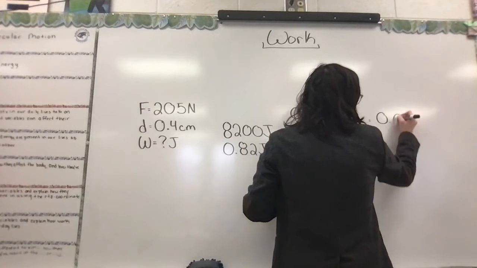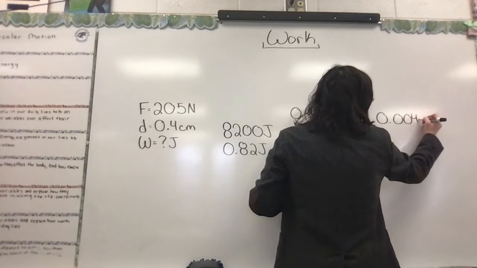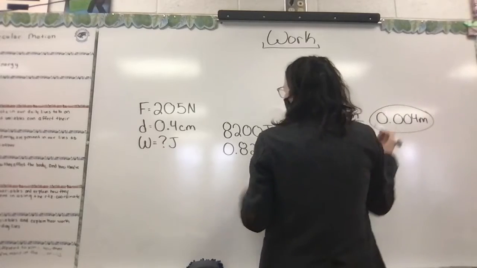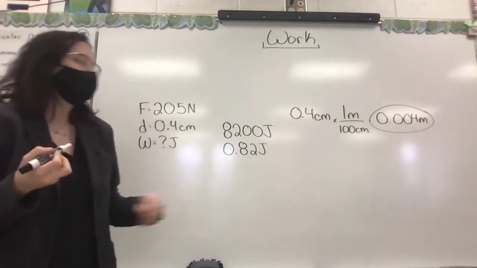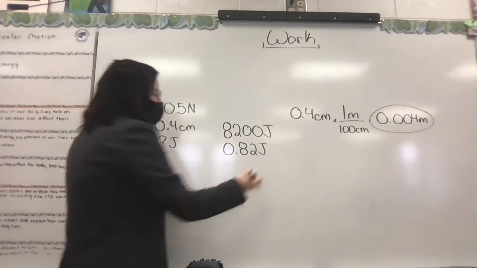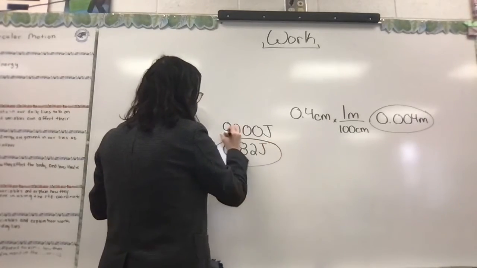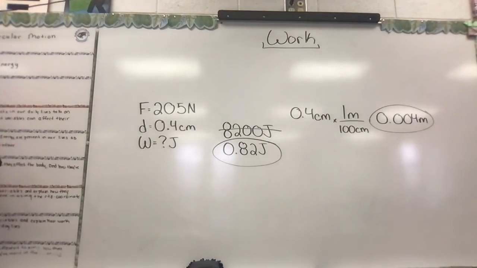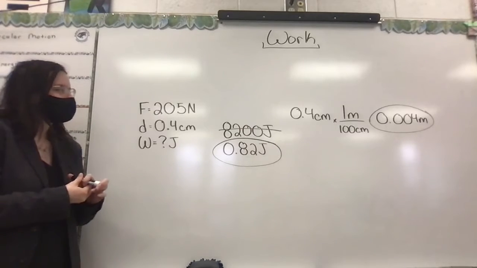You said 0.004? Okay, so now we're going to take that number and multiply it by this 205. And what does that give us? The 0.82 joules. So you guys just remember to convert and how we do the conversions, okay? What happened? I moved the decimal place the wrong way.